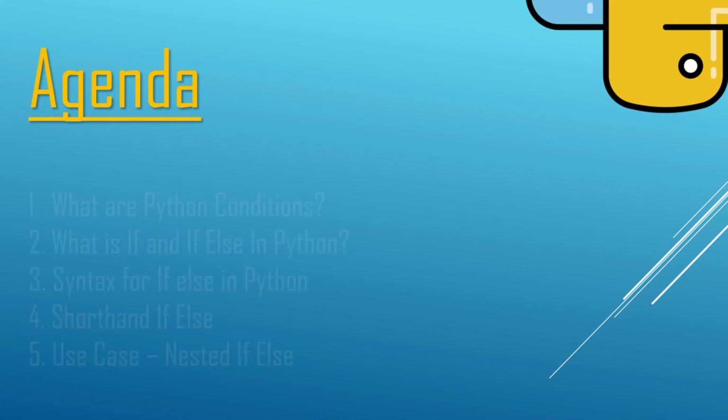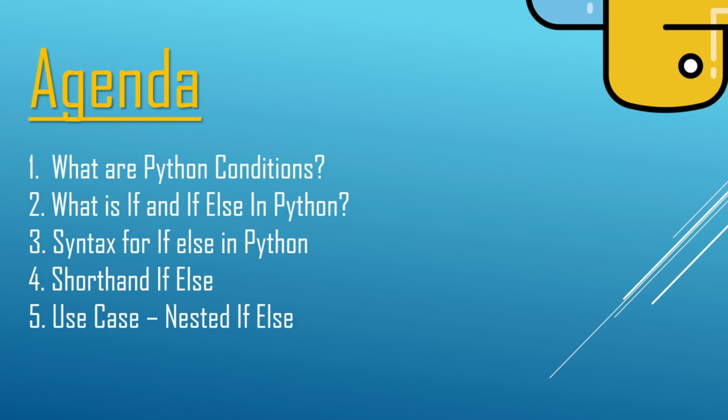First of all, I am going to talk about what Python conditions are, and then I will discuss what the if and else statements in Python are. Moving further, I will cover the syntax for the if else statement with an example which I will run in Visual Studio Code Editor. After that, I will discuss the shorthand if statement and finally, to sum up the session, I will show you a use case with nested if else. I hope you are all clear with the agenda of today's session. So without any further ado, let's start.